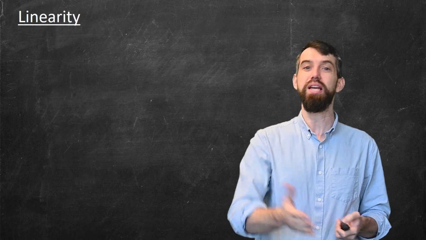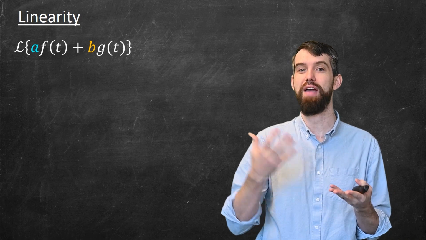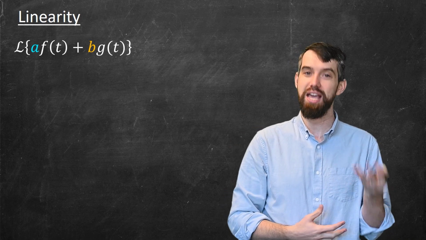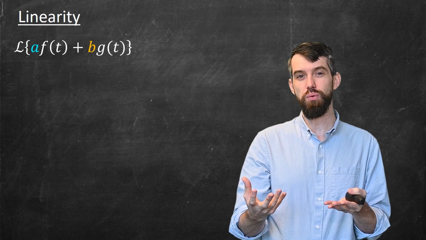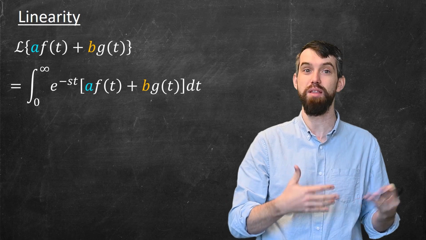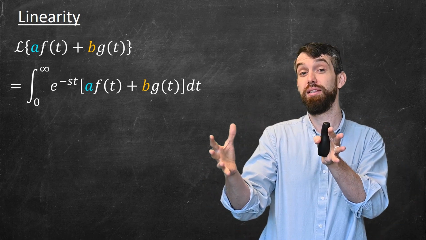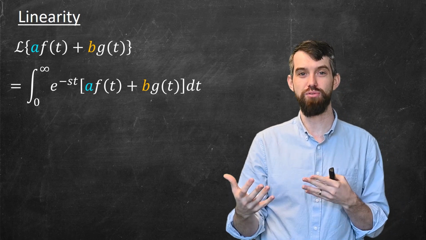For linearity, I'm going to consider the Laplace transform of some linear combination of two functions f and g. So I've got a coefficient a in front of the f of t and a coefficient b in front of the g of t. The way this is defined is, I take the improper integral of e to the minus st and I put in that linear combination. It just plugs directly in. Now here's the key trick.